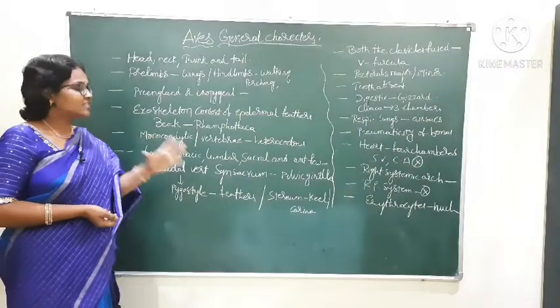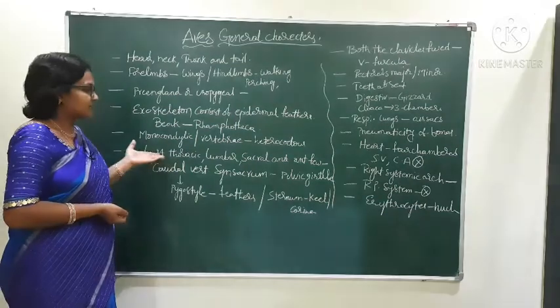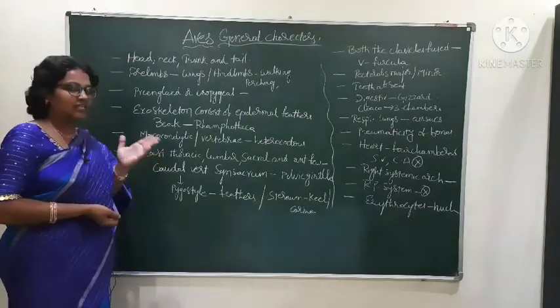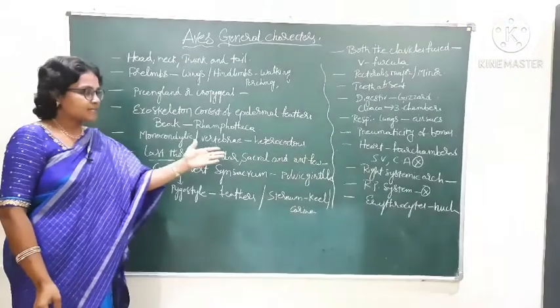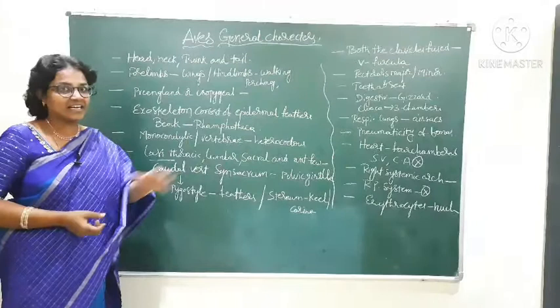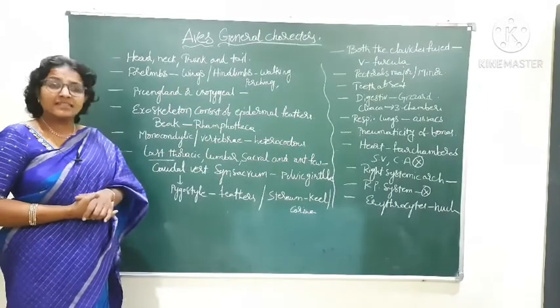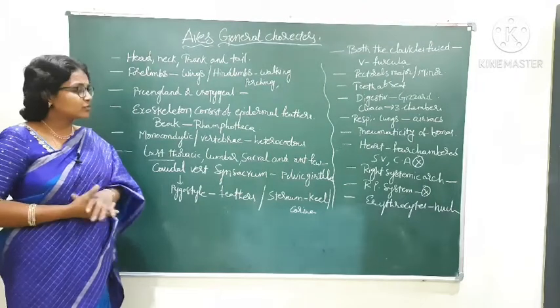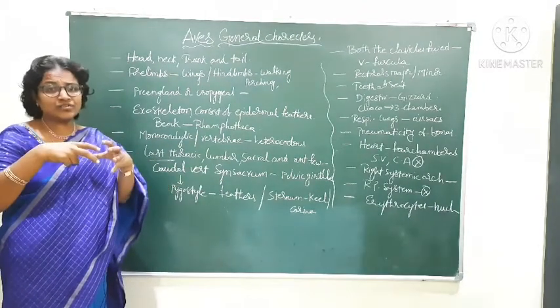First, the synsacrum. There is a formation of the vertebral column: the last thoracic vertebrae, lumbar vertebrae, sacral and a few caudal vertebrae are fused to form a synsacrum. You are looking at the synsacrum. That synsacrum gives support to the hind limbs, they attach to the pelvic girdle.